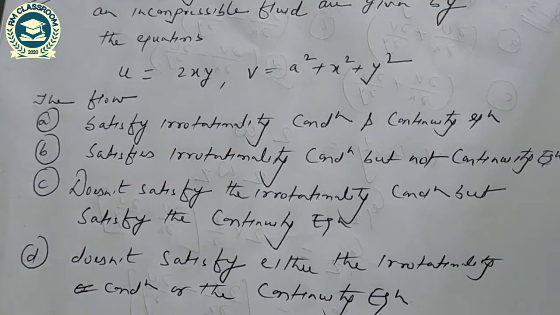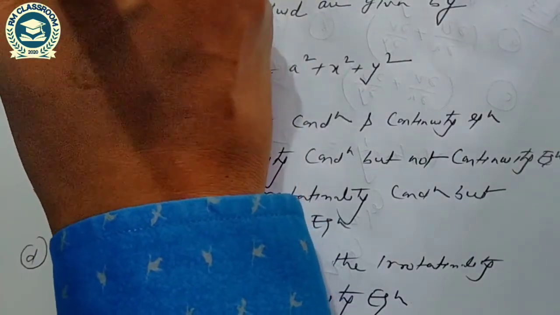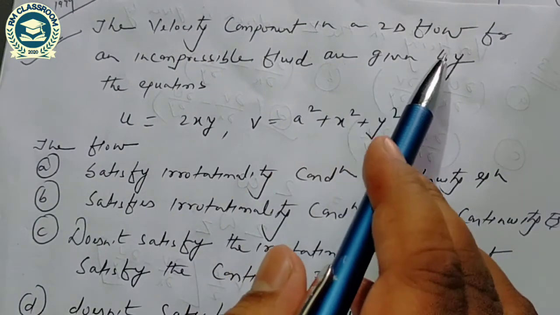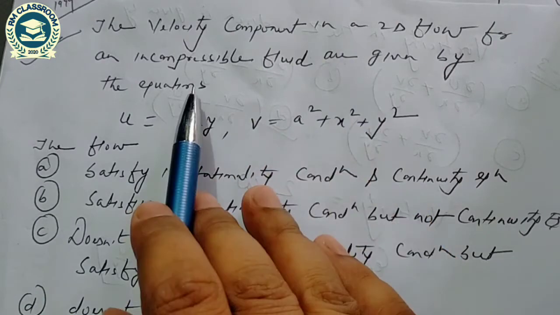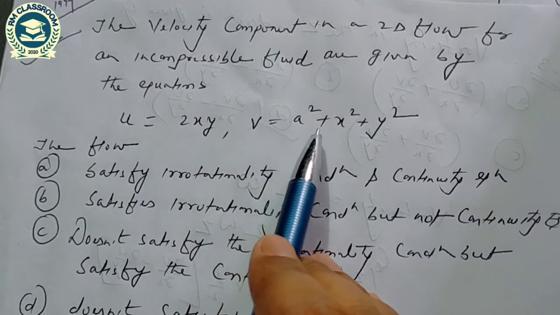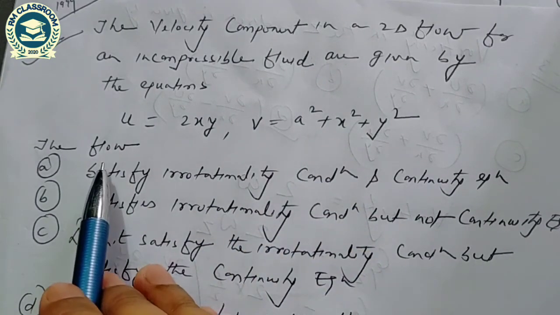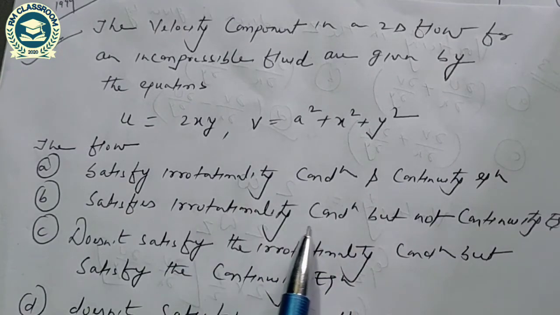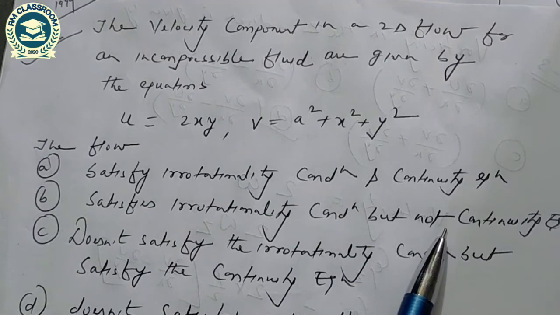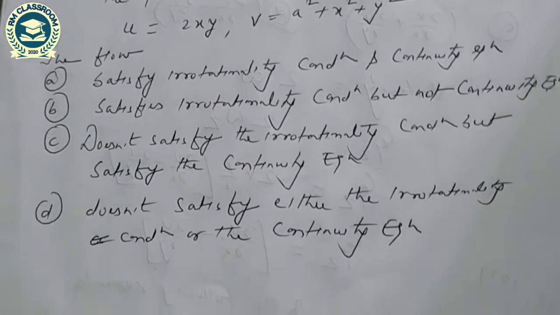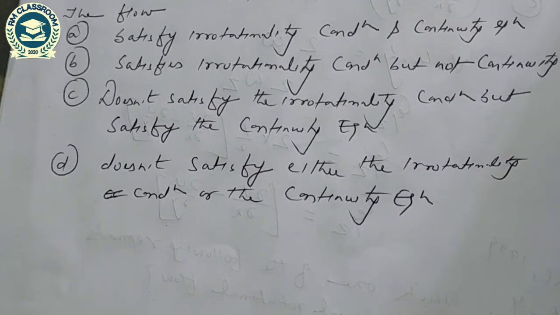This question was asked in the Civil Services Examination 1999. The velocity components in a two-dimensional flow for an incompressible fluid are given below. The velocity component in x direction is 2xy and in y direction is a square plus x square plus y square. Option A: the flow satisfies the irrotationality condition and the continuity equation. Option B: satisfies the irrotationality condition but not the continuity equation. Option C does not satisfy the irrotationality condition but satisfies the continuity equation. And the last option does not satisfy either.